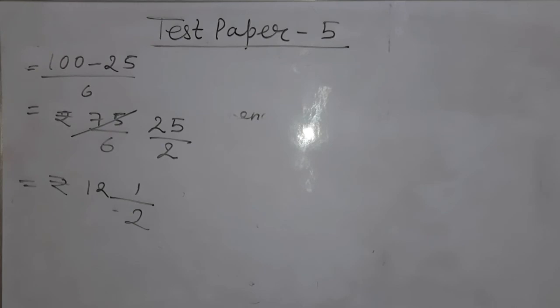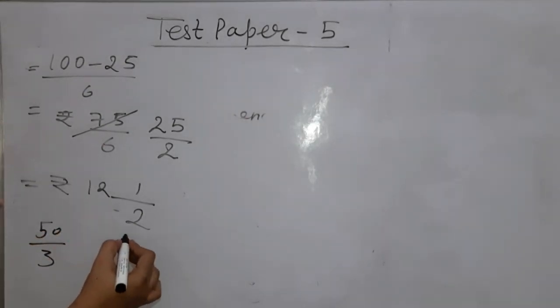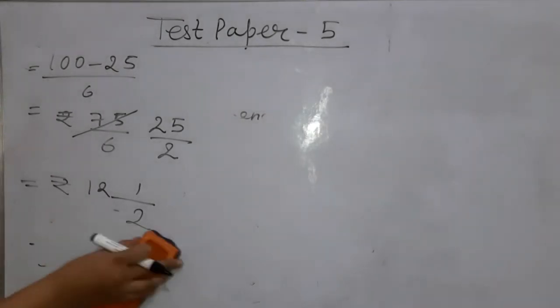So we can say, which one is more costly, pen or pencil? 50 upon 3 is greater or 25 upon 6 is greater? Tell me students, which fraction is greater, 50 upon 3 or 25 upon 6? Obviously 50 upon 3 is greater than 25 upon 6. That means the cost of a pen is greater than the cost of a pencil by how much? By rupees 12 1 upon 2. I hope you must have understood students.